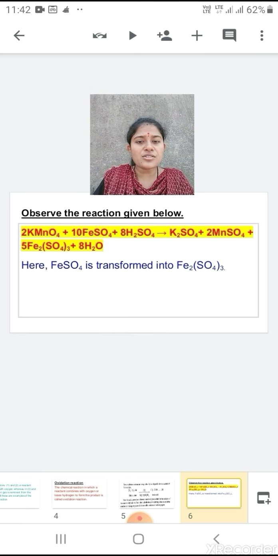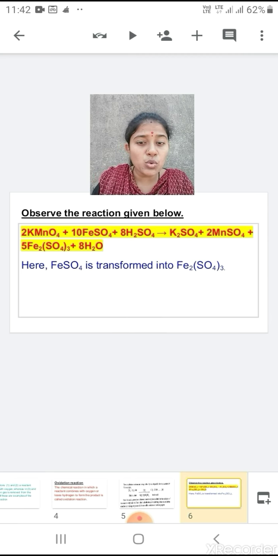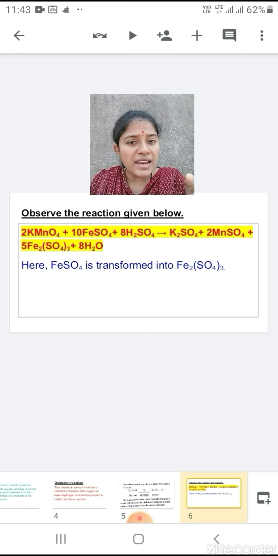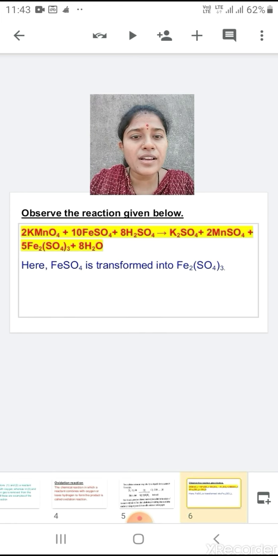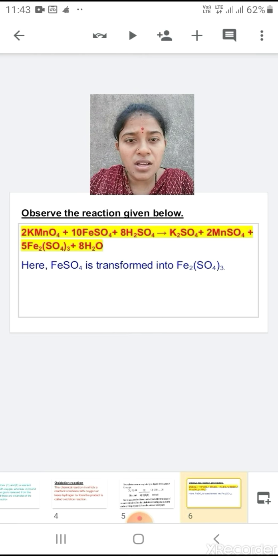Okay. Now here in this reaction, if you observe carefully, FeSO4 is getting transformed into Fe2(SO4)3. Have you observed that? FeSO4 is getting converted to Fe2(SO4)3. See, don't look at the numbers, the coefficients that have been used, like 10, 5. They are used only to balance the equation. The main thing we have to see is what the main reactant is, and how that reactant is getting converted into product. Okay, so you don't need to look at the coefficients here. What we are going to observe is how FeSO4 is getting converted into Fe2(SO4)3.